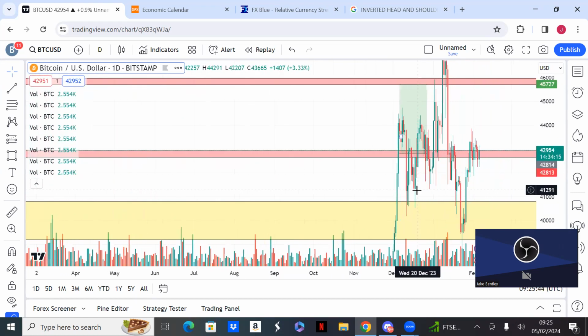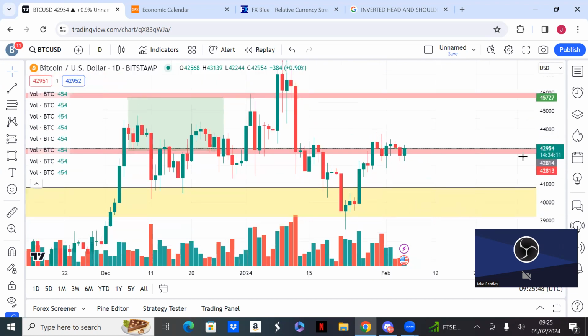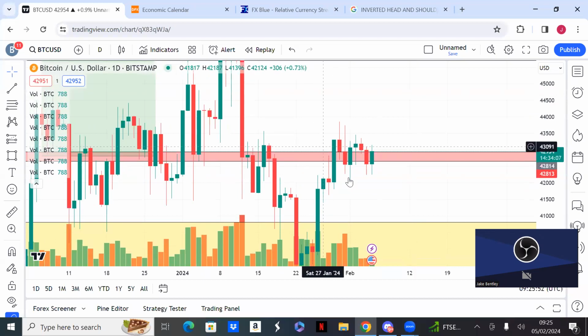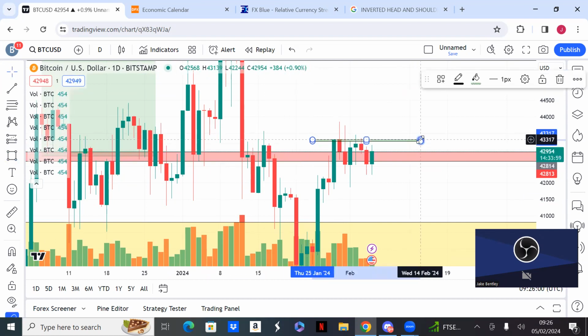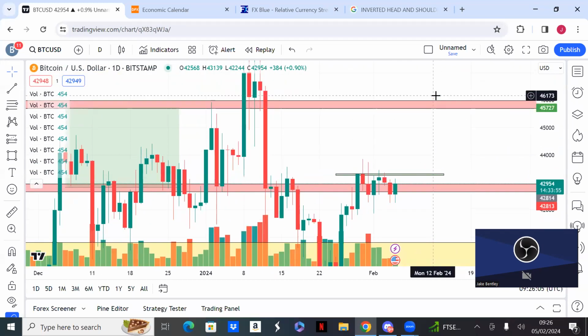So I like to trade Bitcoin on the daily because I literally don't have time to trade it on any other time frame, and I don't like trading it on any other time frame. So what am I looking for here? I am basically looking for Bitcoin to break above this level here, and then I'd be quite happy to take this trade to the upside all the way to 46,000.